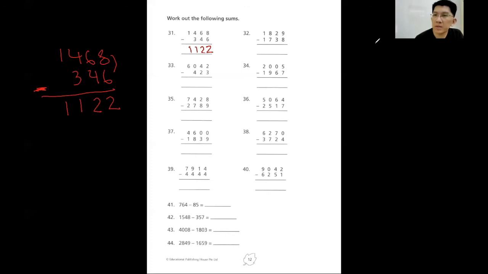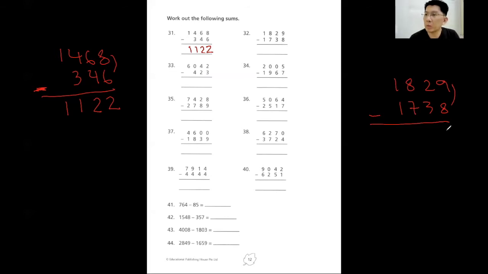All right, now let's work on number 32. Okay, 1,829 minus 1,738. Draw a line. I'll put a minus here. So let's start from the right-hand side. 9 minus 8. 9 minus 8 is 1.